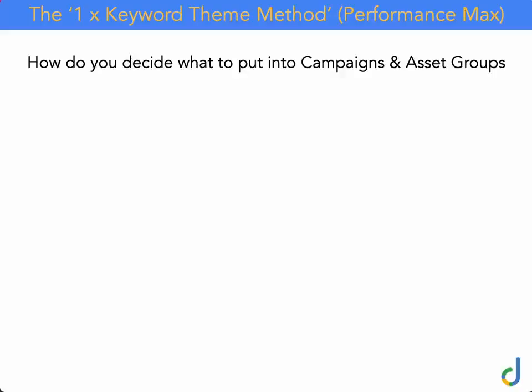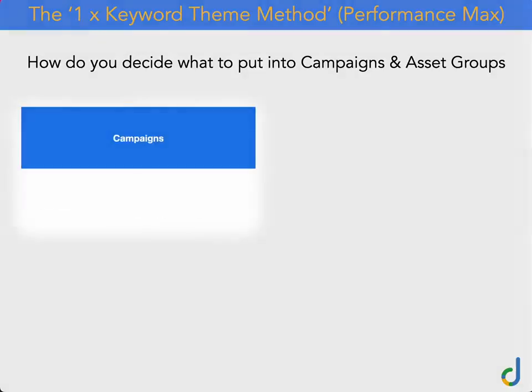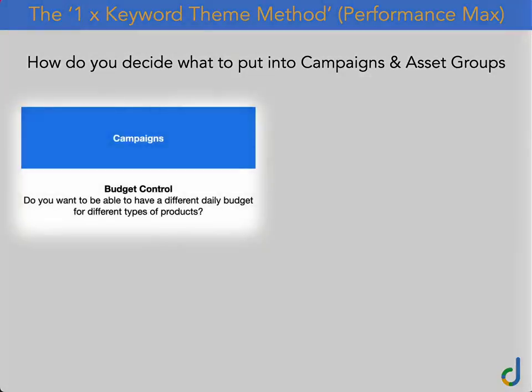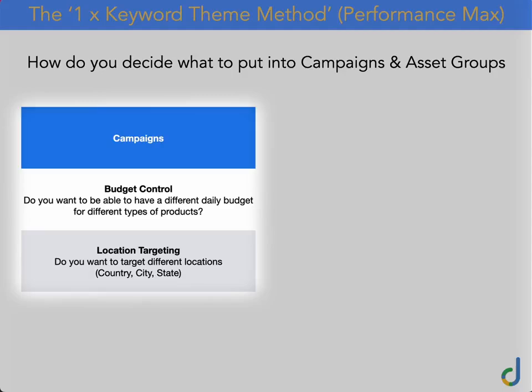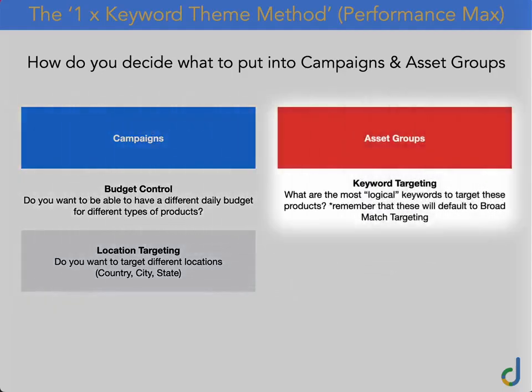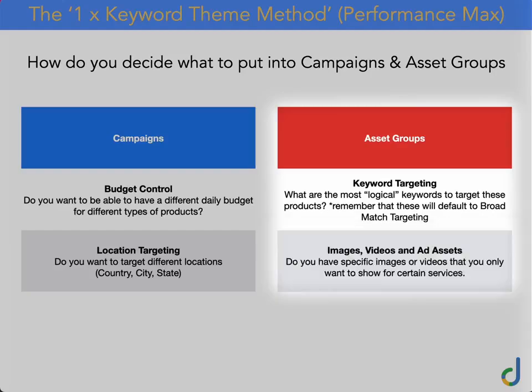So let's just now go through how you decide what to put into your different campaigns and asset groups in Performance Max. A lot of this will be the same, once again, around budget control, around location targeting. And into your asset groups, it's all around keyword targeting, but this is more what are the most logical keywords to target these products. Now, remember they'll default to broad match targeting, but it comes down to the second one of images, videos, and ad assets.